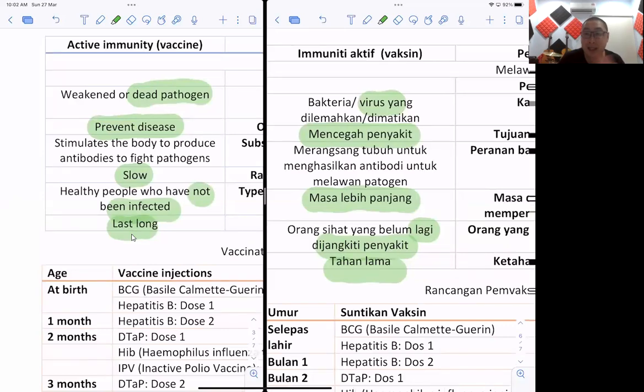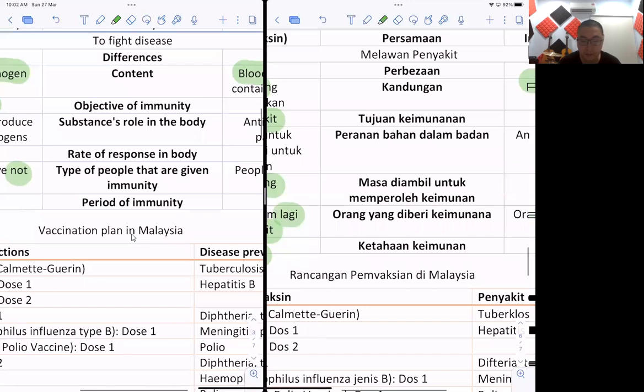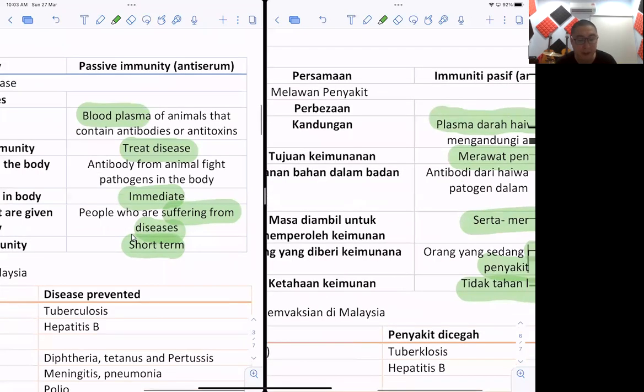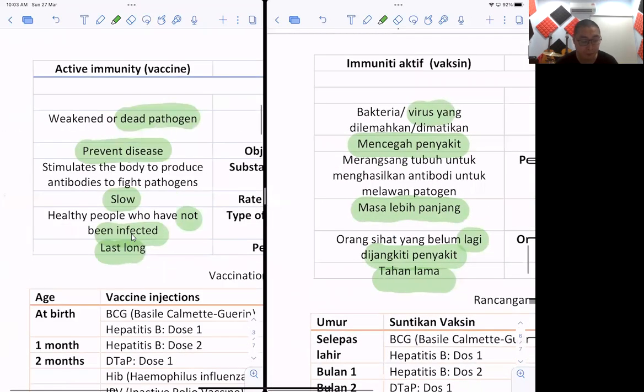But the sad thing is, up to this point, I sometimes need to put the date down also, so that whatever I teach right now is relevant. Up to this point, March 2022, we actually still don't have passive immunity yet for COVID. So right now, the most powerful weapon against COVID is still the vaccine. All right.